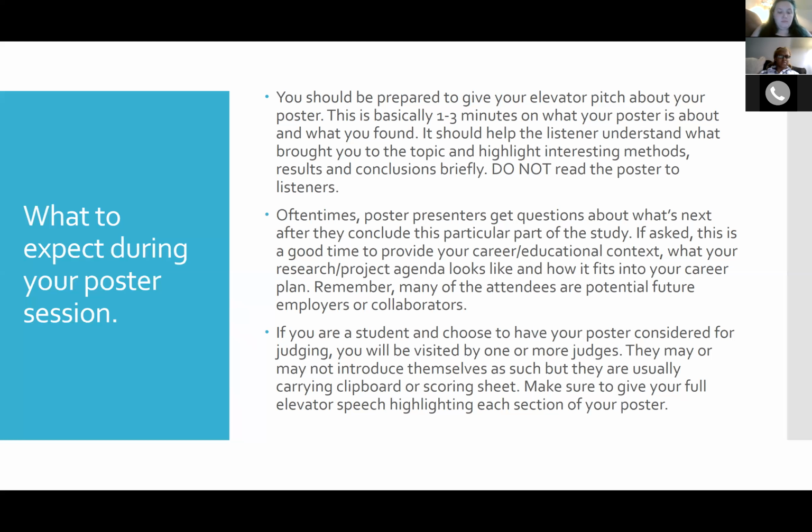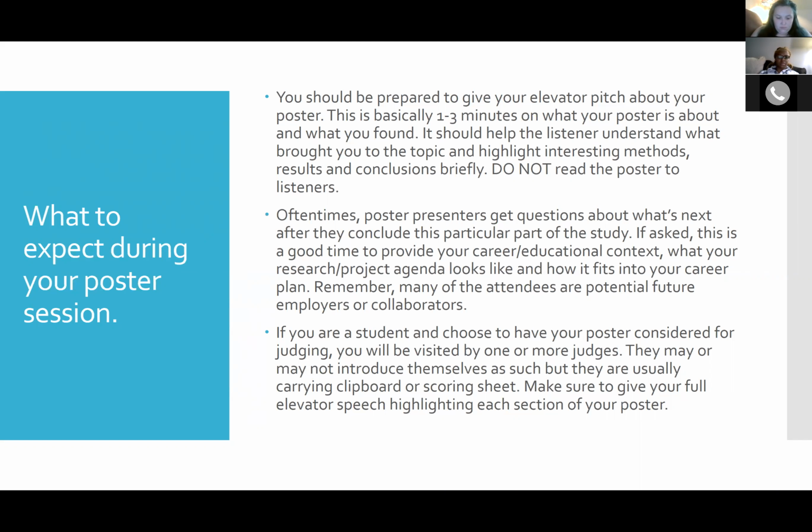Also, what we do at SGS is students often have the opportunity to have their poster judged for awards. And the judges, if you've checked the box in Ex Ordo when you upload your presentation, you will be considered for judging. And the judges will come around either in a team or on their own. They may or may not introduce themselves as judges. They're usually carrying a clipboard or a scoring sheet, which would tip you off.